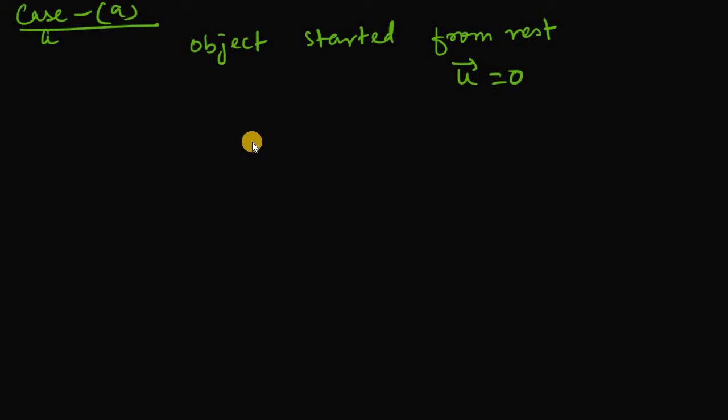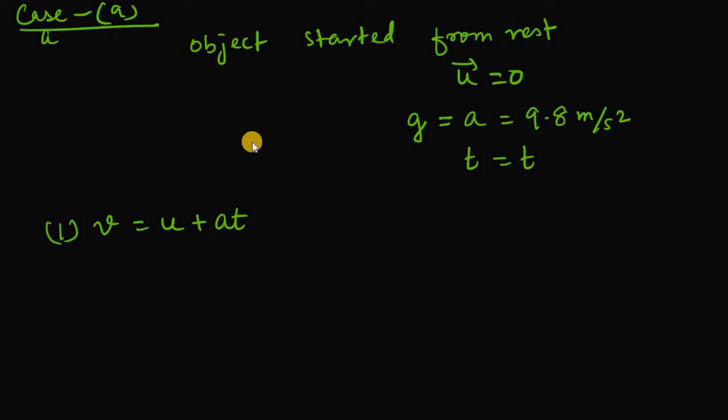If it is so, what would be the acceleration? As it is going downwards, it is 9.8 meter per second square, which I can take as g, and time is the same, whatever time it has taken to reach the surface. So the first equation of motion, which is v equals u plus at, will convert to u plus gt, as it is downward motion.